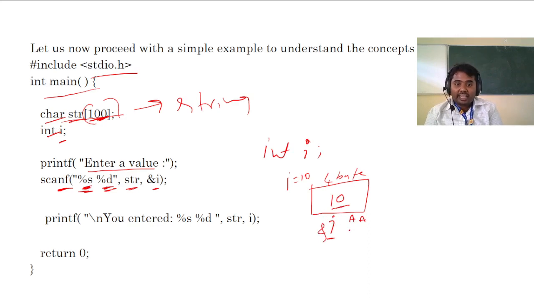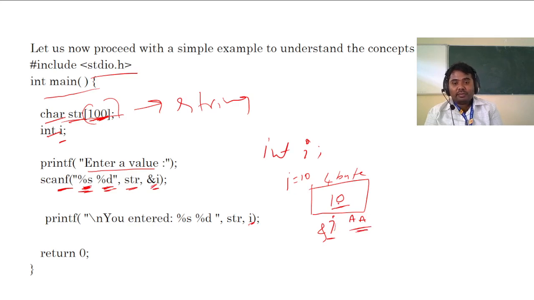That address is AA, which is assigned internally. This is the internal address. While printing the value, I'm just using the name of the variable. If I refer to the name of the variable, it will print the value itself. But while reading the value, I must use the address of the variable. If I use ampersand i, it won't give 10, but it gives the address of that variable.